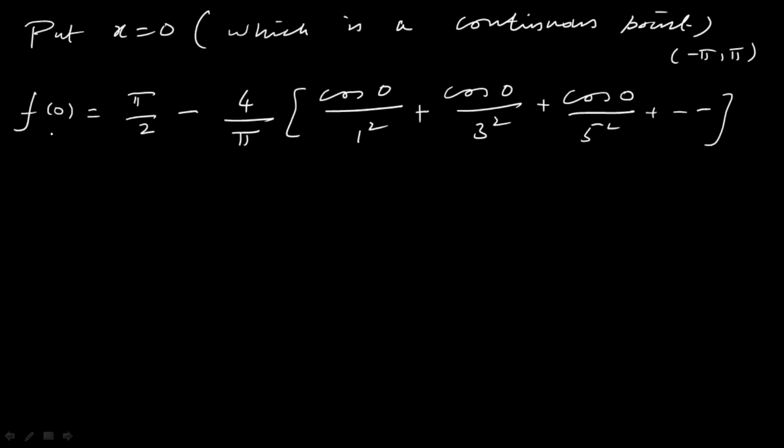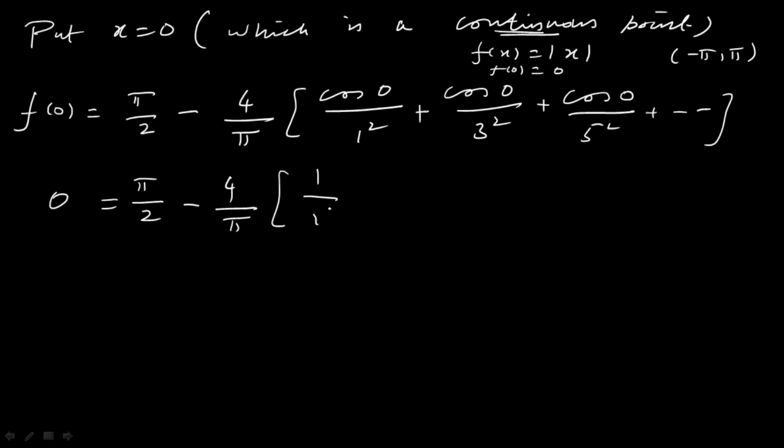So you know f of 0. What is your f of x? You know f of x is nothing but absolute x. Since it is a continuous point, you immediately replace the value of x by 0. What is the value of f of 0? Your f of 0 is nothing but 0 itself. So on the left hand side, the value of the function f of x at x equal to 0 is 0 itself. That is equal to pi divided by 2 minus 4 by pi, times, since cos 0 is 1, 1 by 1 square plus 1 by 3 square plus 1 by 5 square plus etc.